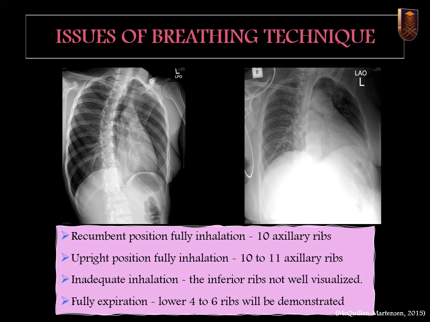However, if the patient does not fully inhale, the inferior ribs are positioned below the diaphragm and are not well visualized. And to compensate for demonstration of the inferior ribs, the 4 to 6 lower ribs will be demonstrated below the diaphragm when the projection is taken in full expiration with adequate exposure.